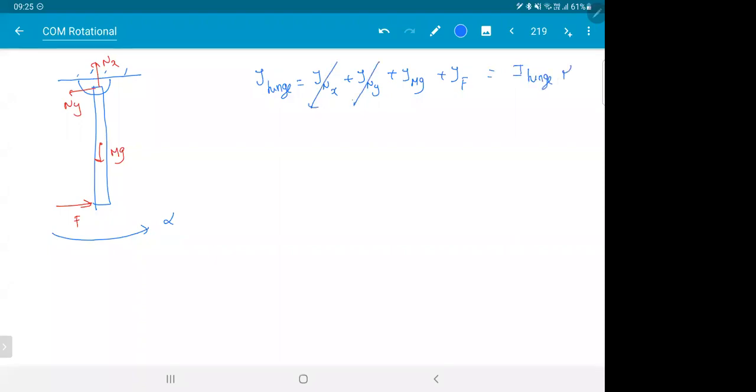Nx is 0, Ny is 0, mg is 0. Only F's torque is there, which is F into L. What is I about the hinge? ML square by 3. So alpha would be 3F by mL. Does this make sense? Clear, everyone? Any doubts on this?